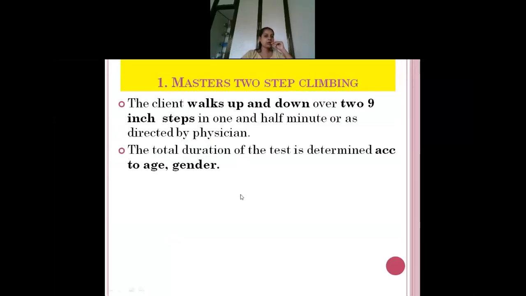First of all, master two-step climbing. Here the client is asked to walk up and down. They have to walk up and down on 2 steps. Those 2 steps are actually 9 inches high. So the 2 steps are around 9 inches, and the patient will be asked to walk up and down the steps. And before the procedure, during the procedure, and after the procedure also, they will be monitoring or checking the vital signs of the patient. That is done in master's two-step climbing.